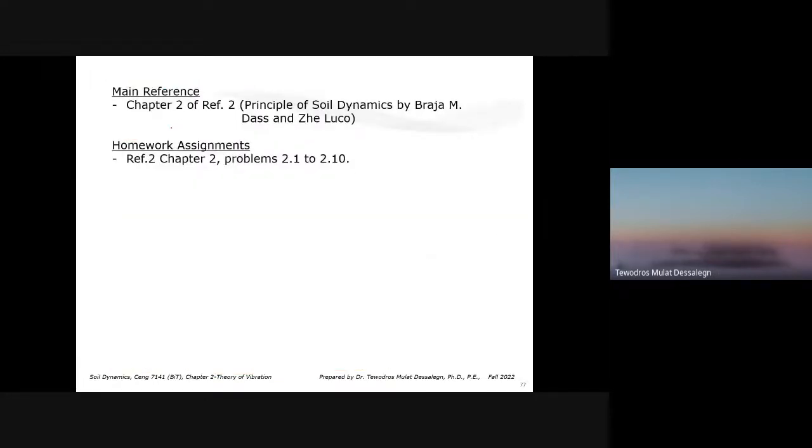The main reference for this is chapter 2 of reference 2, Principles of Soil Dynamics by Braja M. Das and Ramana. But there are some sections also taken from different references, and you have them. There is a homework specific to this chapter from reference 2, chapter 2, problems 2.1 to 2.10. I want you to solve these problems independently and submit these homeworks. When you do these homeworks, you'll master the course more.